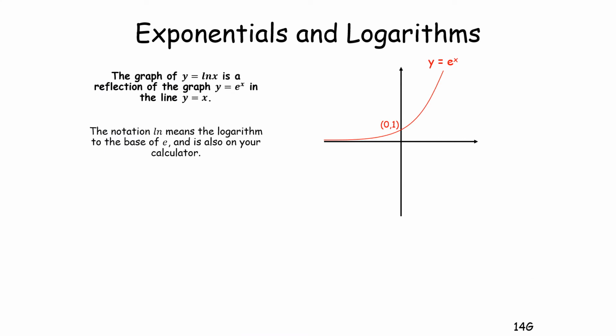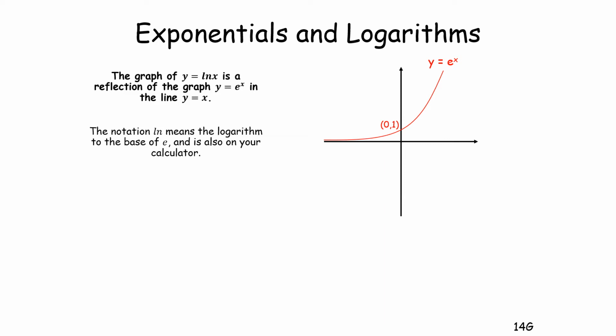Hi guys, so today we'll be looking at natural logs, and we'll be looking at the graph of y equals ln x, which is another way of saying natural log, and the reflection of the graph y equals e to the power of x in the line y equals x. So if you recall from the previous video on exponentials, we know that the e to the power of x graph looks something like this, and this exponential goes through the point (0, 1).